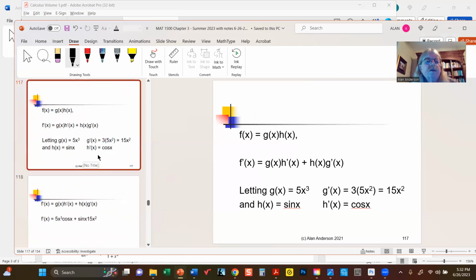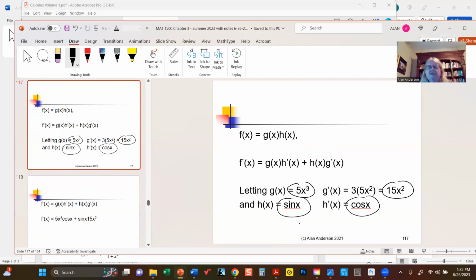So g of x is 5x cubed. So we will, of course, use the power rule to come up with a derivative: 3 times 5 times x to the second power, which is 15x squared. And as we just saw, if we let h of x equal the sine of x, the derivative is the cosine of x. So now we just plug everything in.